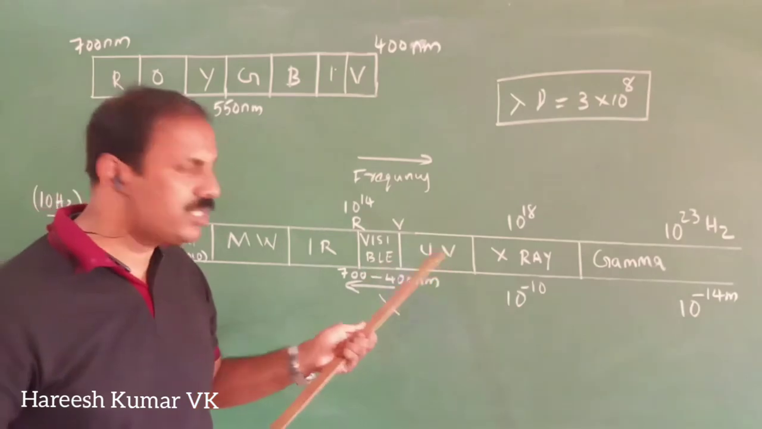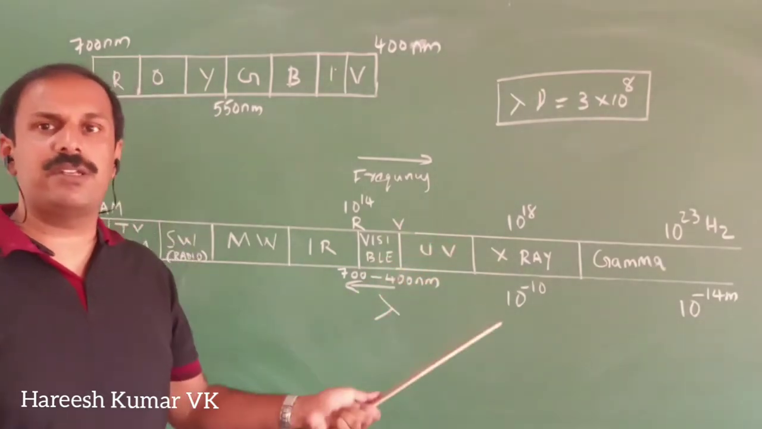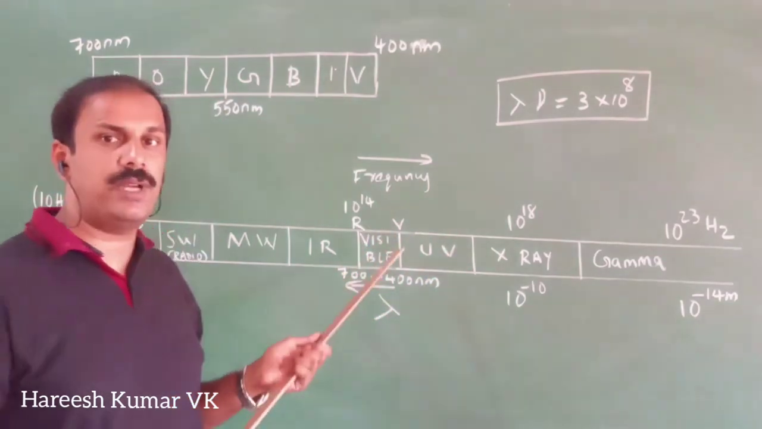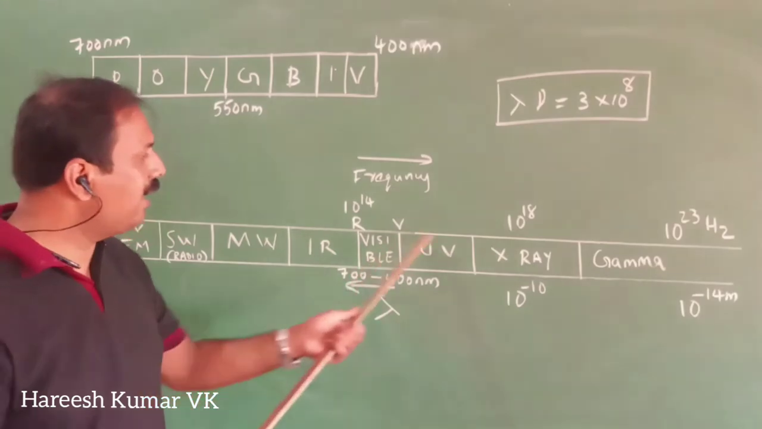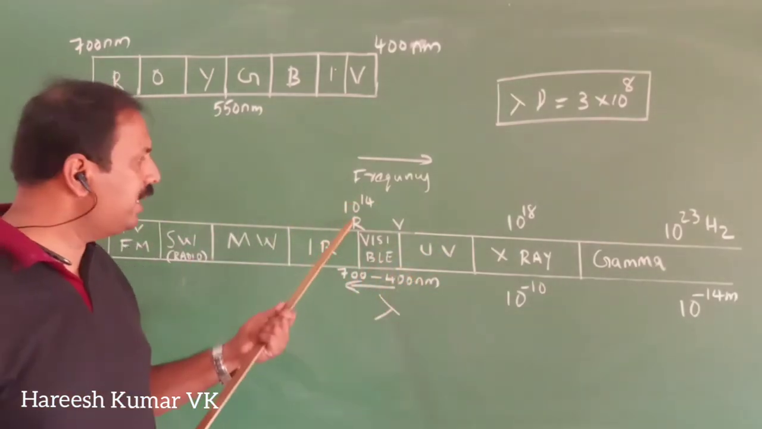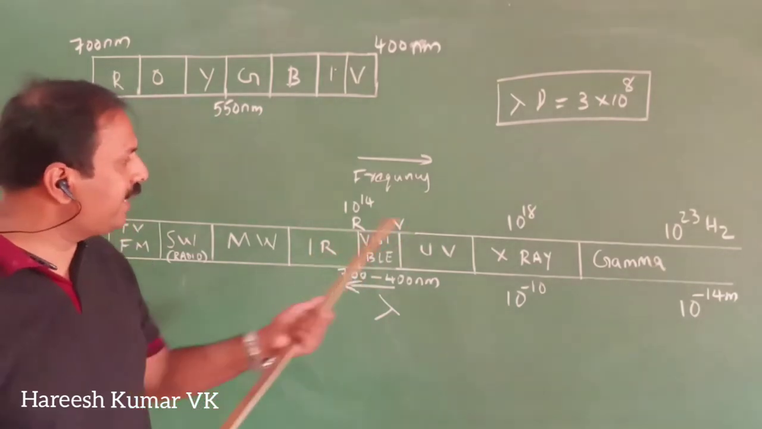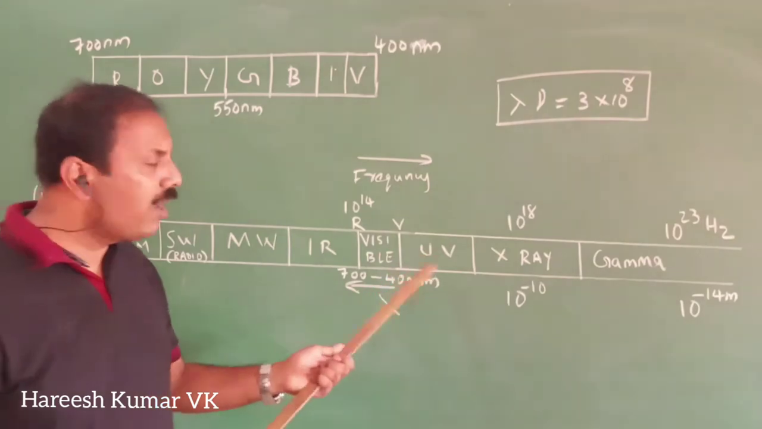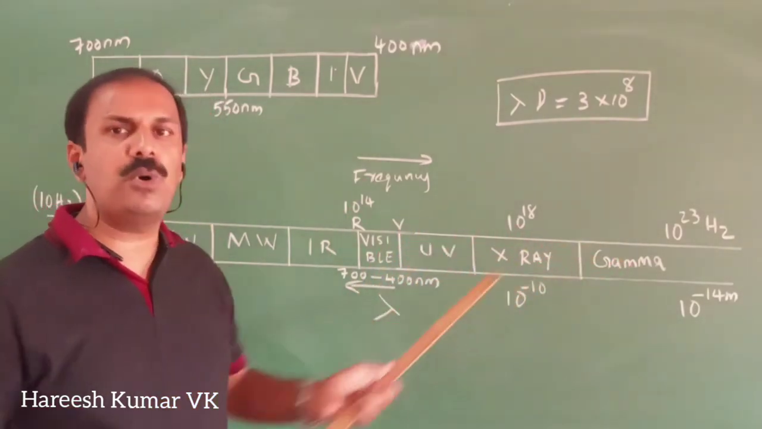And the other side is UV. UV means ultraviolet. It is more than violet. That's why ultraviolet is coming on that side. So this is the way you have to remember. You have visible light, and one side is red and another side is violet. This side of the red is infrared and that side is ultraviolet. Now ultraviolet has more energy than visible light because its frequency is higher.